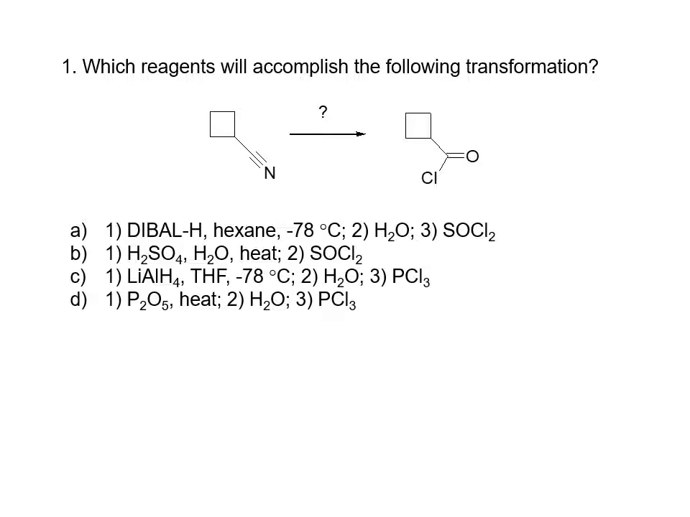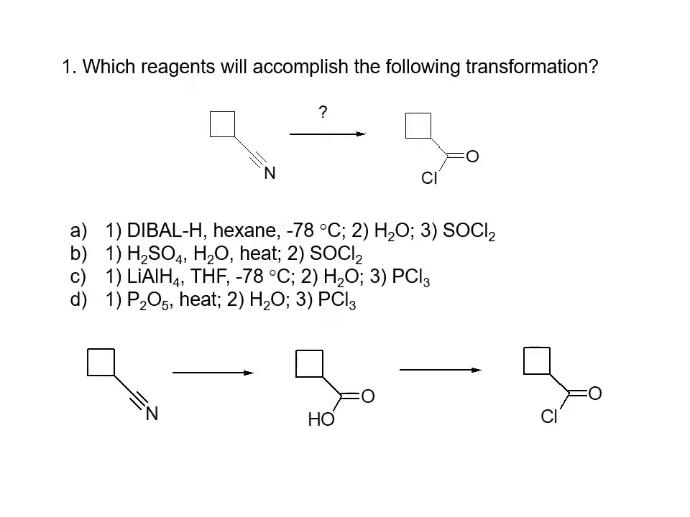And here we have conversion of nitrile into the corresponding acyl chloride. Without even looking at the answers, we should consider how we are going to convert nitrile into an acyl chloride. We would do that first by hydrolysis of nitrile to the carboxylic acid, and then conversion of carboxylic acid into the acyl chloride. Now, when we consider the 4 possible answers, we should identify one where the first step involves conversion of nitrile into the corresponding carboxylic acid.